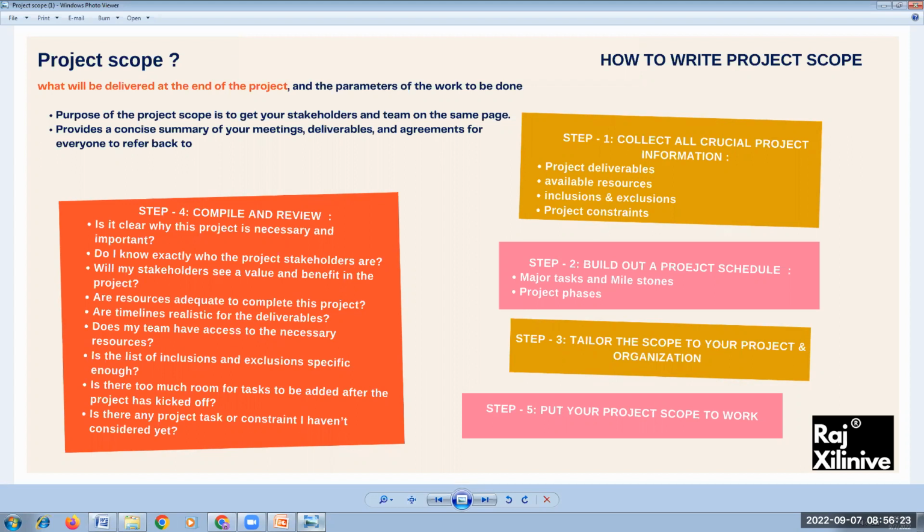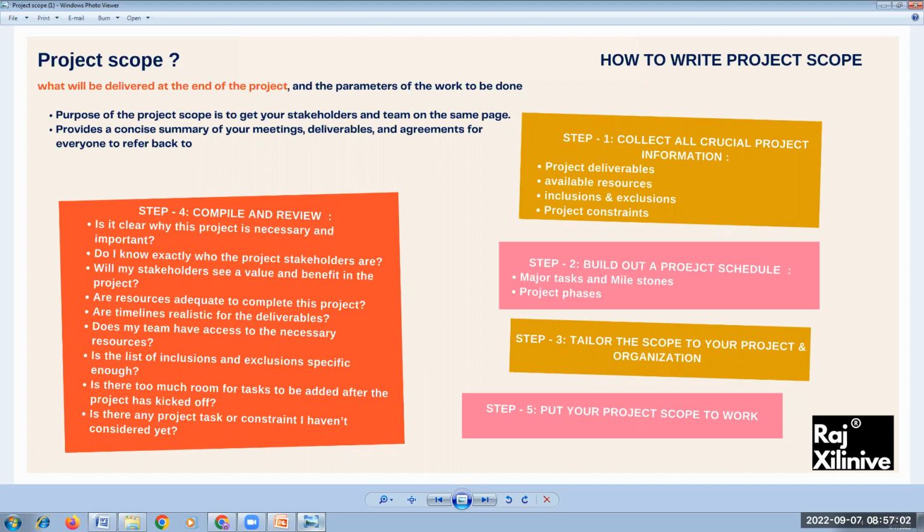Second, do I know exactly who the project stakeholders are? This is where, if you remember, we have done the stakeholder assessment. Based on the stakeholder assessment, we have identified the stakeholders based on the power and interest grid. Followed by this, we have done the stakeholder analysis using the RACI matrix, so that we come to know who our project stakeholders are and how to organize and manage them. That is the reason why we have done the stakeholder engagement and everything in the beginning, if you remember.